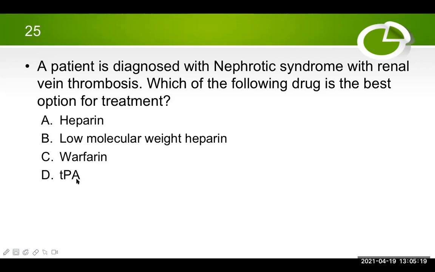What is TPA, by the way? What is this drug? Tissue plasminogen activator. Very right. So this is altogether a very different type of drug. This is actually the drug which is used to dissolve the thrombus.